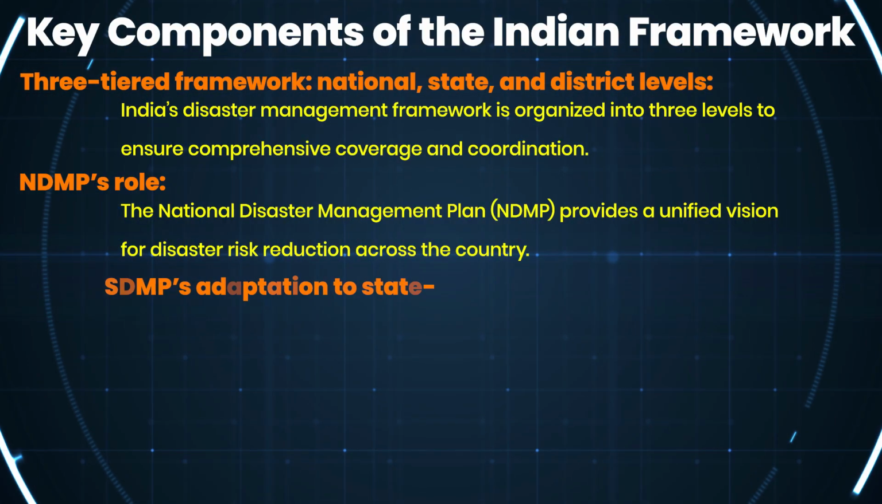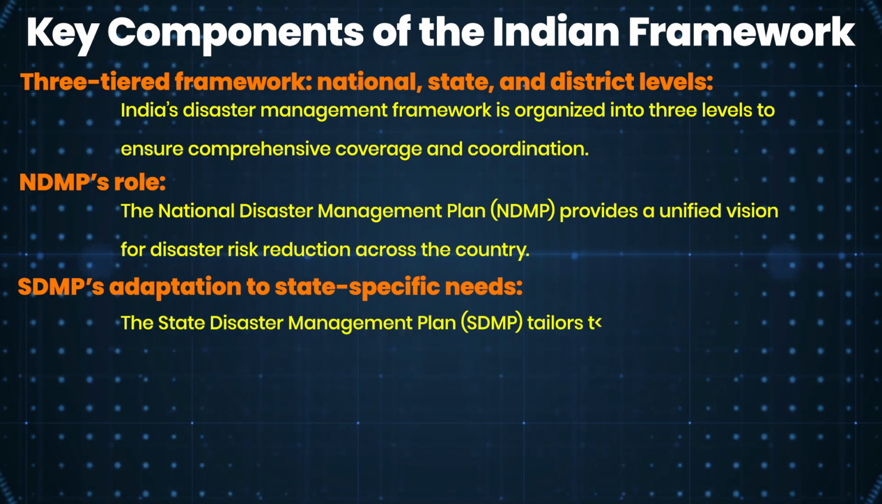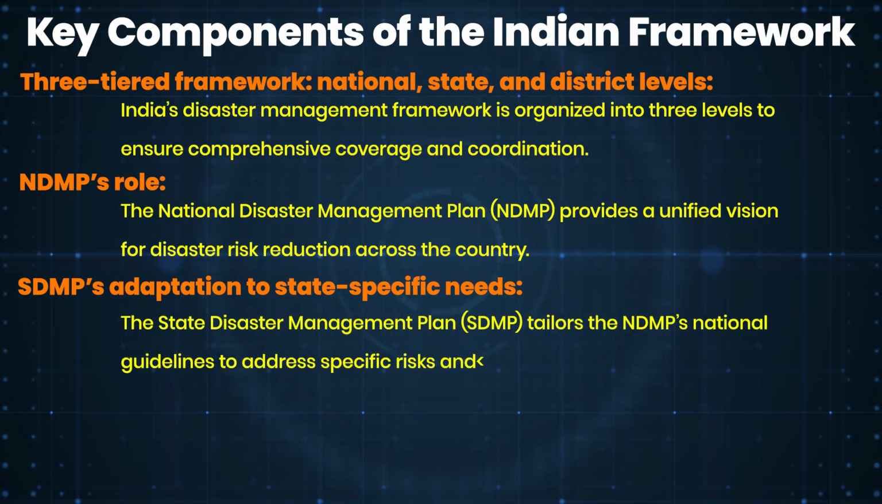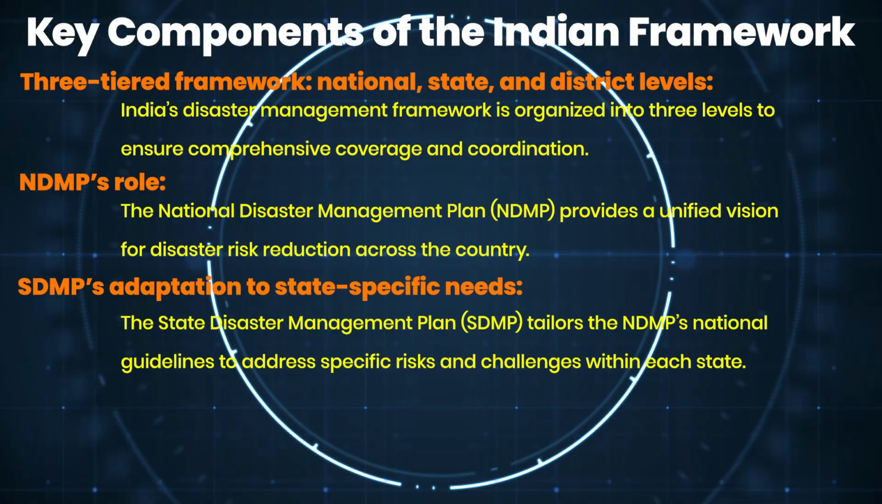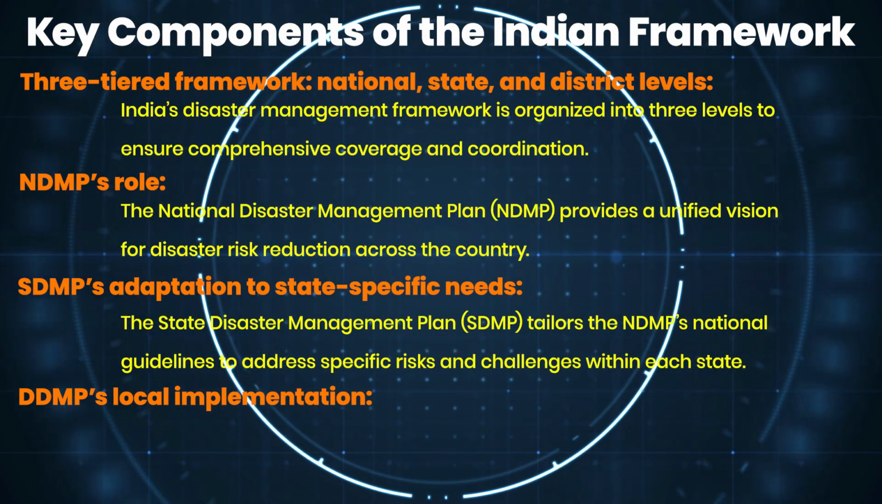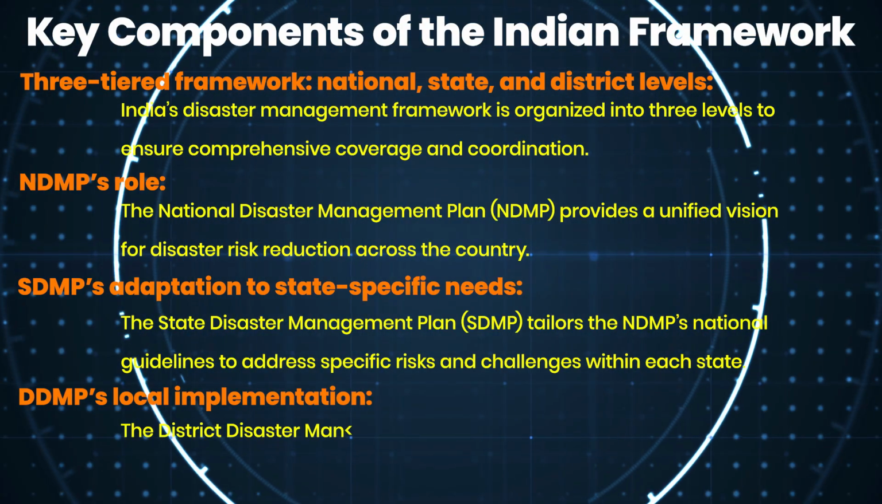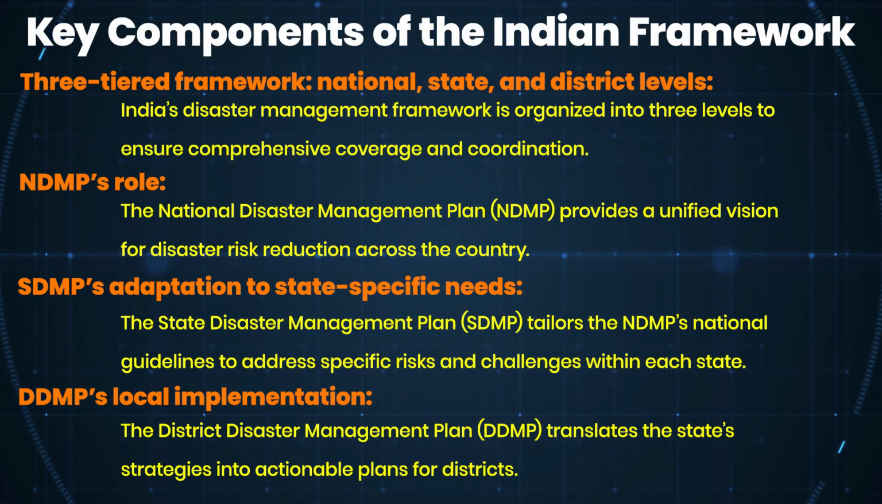The second level is the SDMP, adaptation to state-specific needs. SDMP tailors the NDMP's national guidelines to address the specific risks and challenges within each state. It considers local vulnerabilities, resources and capacities. And the third level is the district level, called DDMP, District Disaster Management Plans. The District Disaster Management Plan translates the state strategies into actionable plans at the district level. It identifies district-specific hazards and focuses on operational readiness for them.